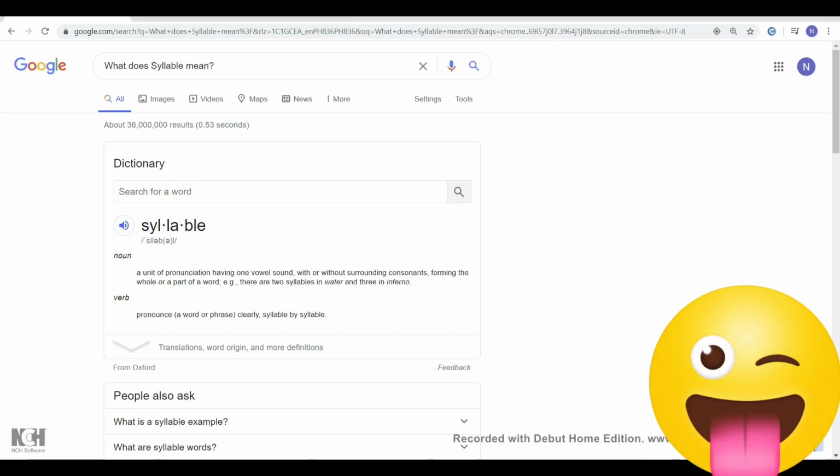But anyway, before we talk about syllable stress, let's learn about syllables first. Let's define it. Google, are you there? Okay, here you go. Syllable is a unit of pronunciation having one vowel sound with or without surrounding consonants forming the whole or a part. Alright, that's a little bit difficult to understand, but let me make it easy for you by illustrating it through examples.